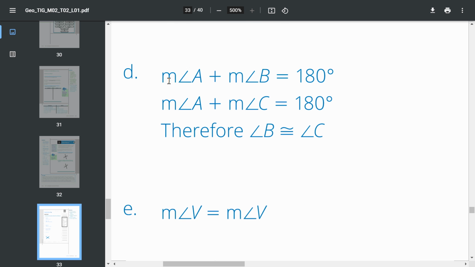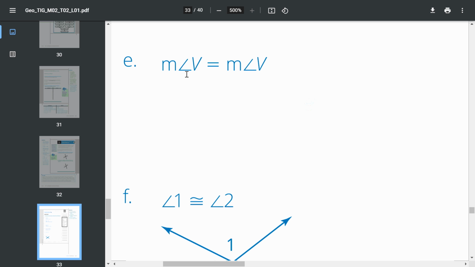Part D, we have the measure of angle A plus the measure of angle B equals 180 degrees. The measure of angle A plus the measure of angle C is also equal to 180 degrees. Therefore, angle B is congruent to angle C, and this is by the congruent supplement theorem, because these two are supplements. Therefore, we can already state that B equals C because A is going to equal A itself.